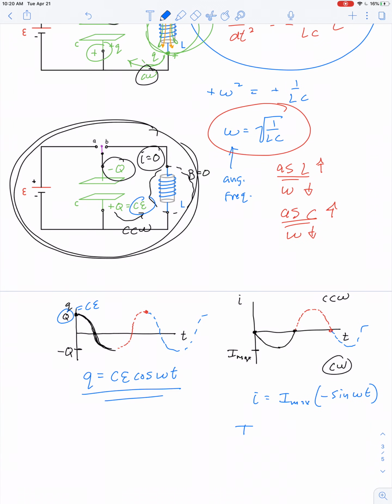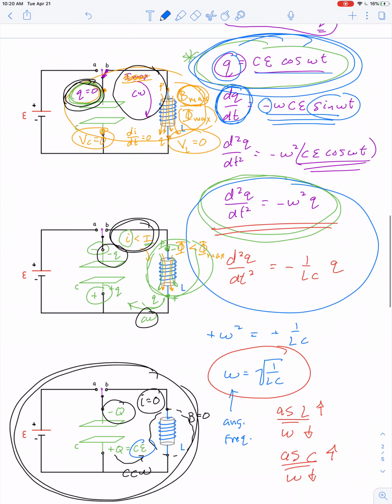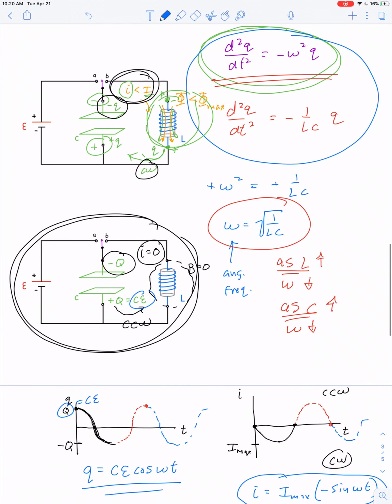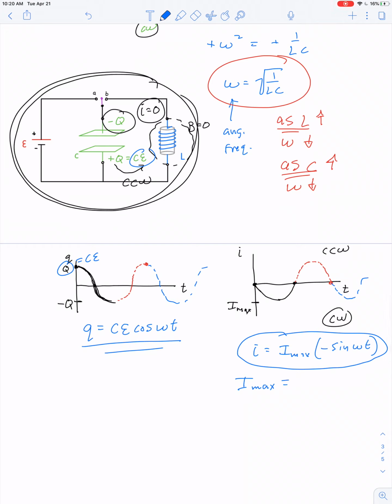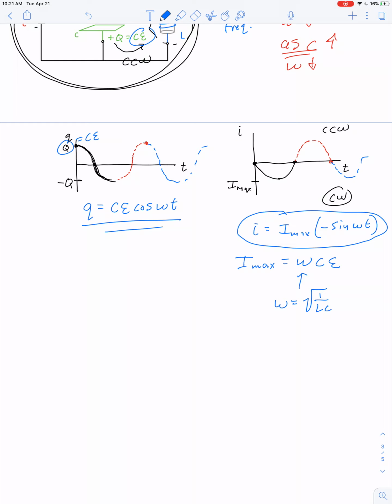So I guess this means I maximum is equal to what? If this expression matches this expression, then the maximum current should be omega times C times E. But remember what omega was? Omega is the square root of 1 over LC. So there we have it.